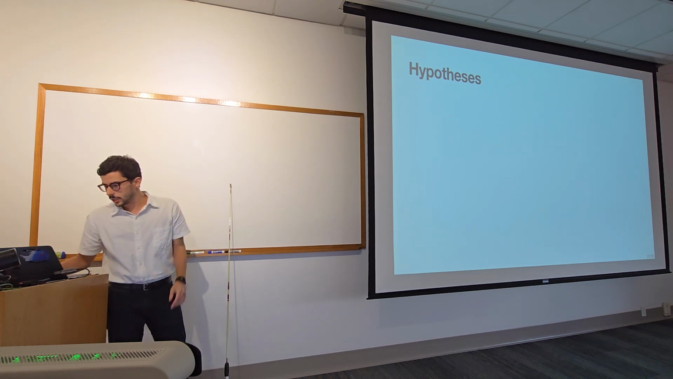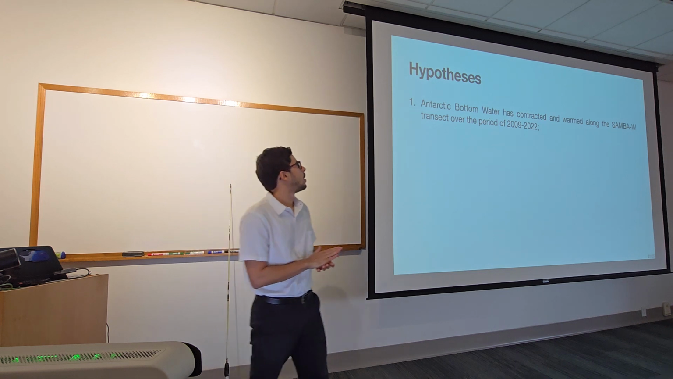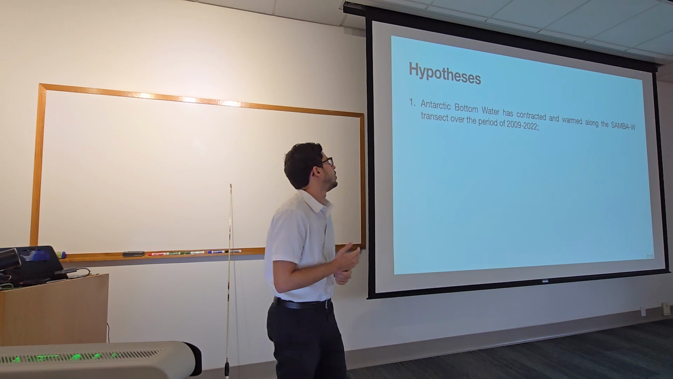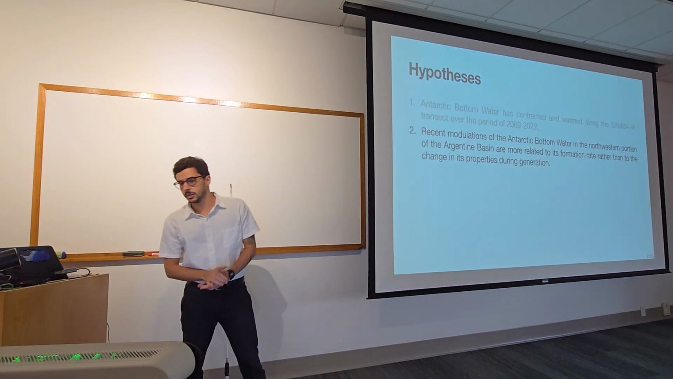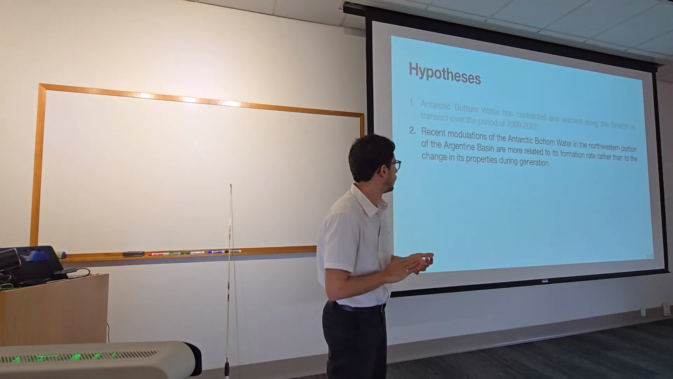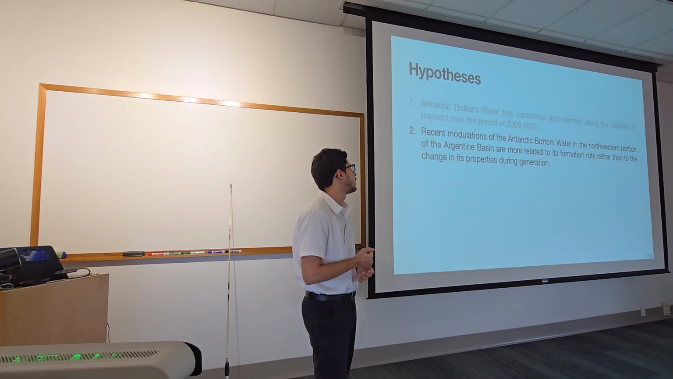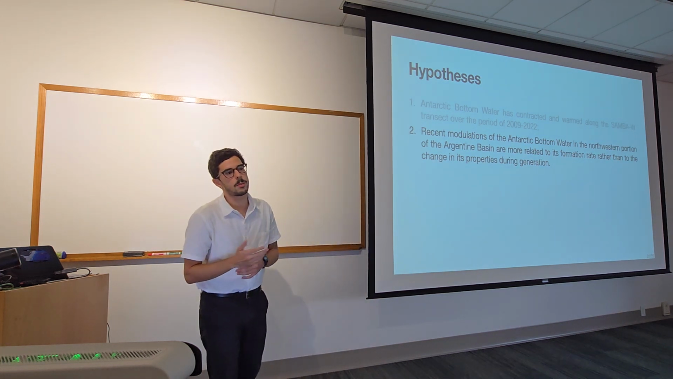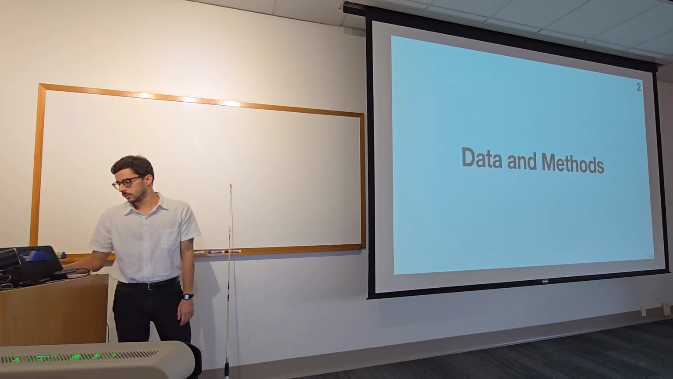So, thinking about it, we have two hypotheses. The first one: the Antarctic bottom water has contracted and warmed along the SAMBA over the period from 2009 to 2022, and the recent modulations of the Antarctic bottom water in the northwestern portion of the Argentine Basin are more related to its formation rate than to the change in its properties during generation. So we are trying to figure out what's happening and what's causing this warming in the Argentine Basin.